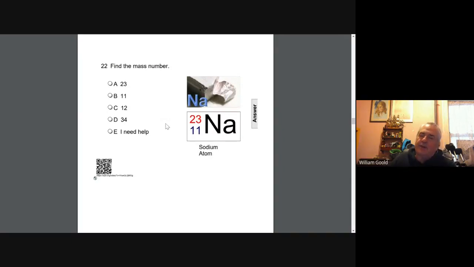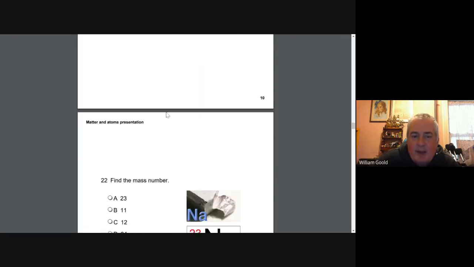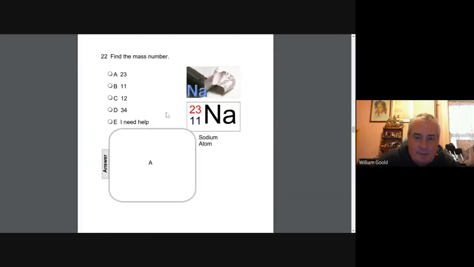All right, let's go through some sodium questions and then see if you got it. What's the mass number? This is a way that sometimes it's shown. You can see two numbers. Sometimes I put them in different places. But what do those two numbers represent? Well, the mass number is 23.